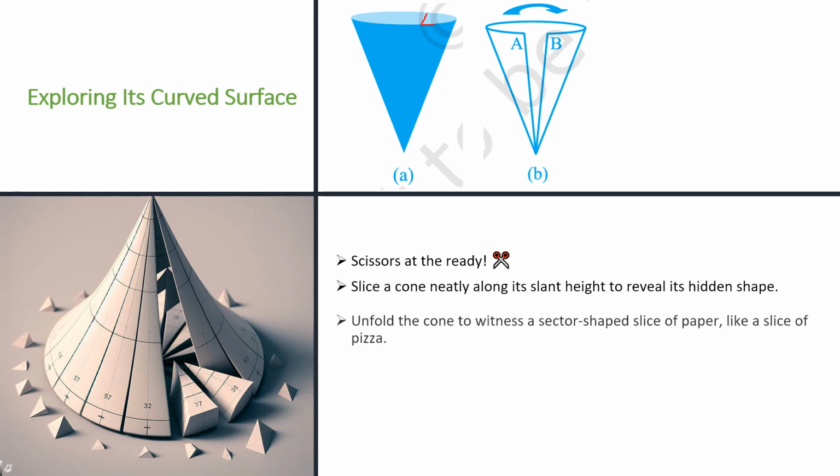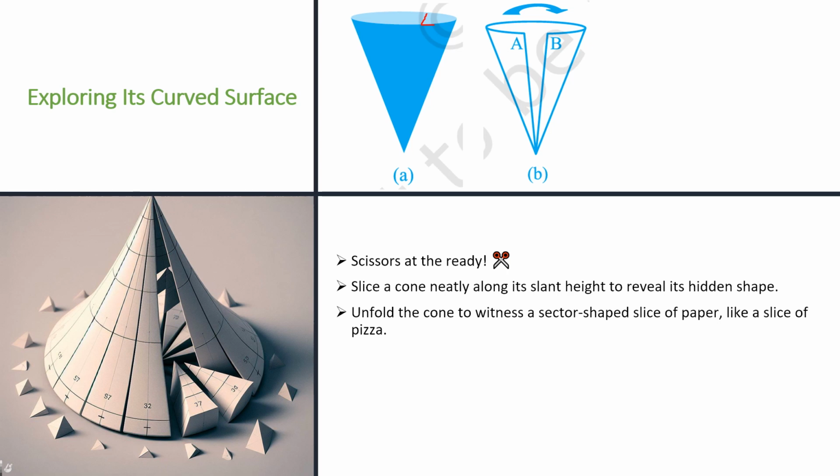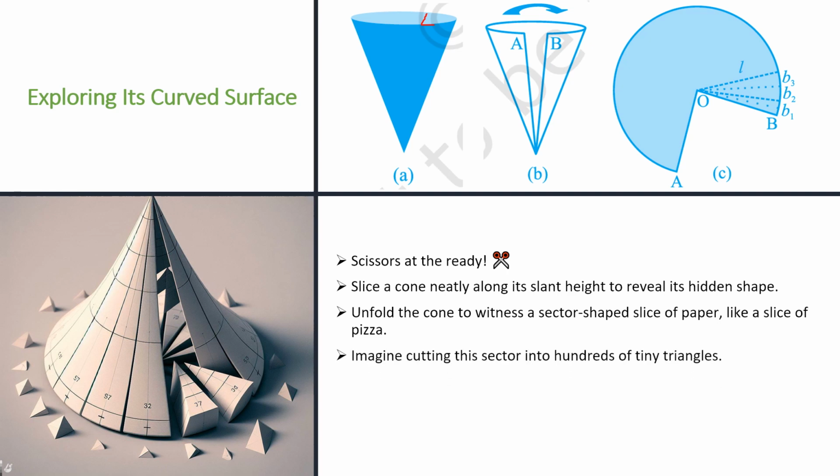Now open it. Unfold the cone like this to witness the sector-shaped slice of paper, like a slice of pizza. Imagine a pizza, a sectored one. Now what you need to do? Look at it. Now you open the cone, it appears like this. Now just imagine yourself cutting this opened sector of paper, right?